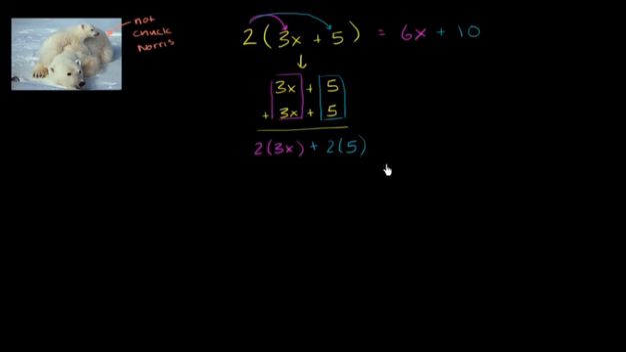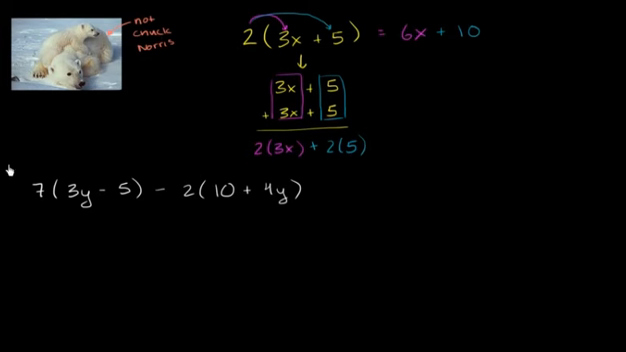Now let's try something that's a little bit more involved, but once again, really just things that you already know. So let's say that I had 7 times, let's say, 3y minus 5, minus 2 times 10 plus 4y. Let's see if we can simplify this.